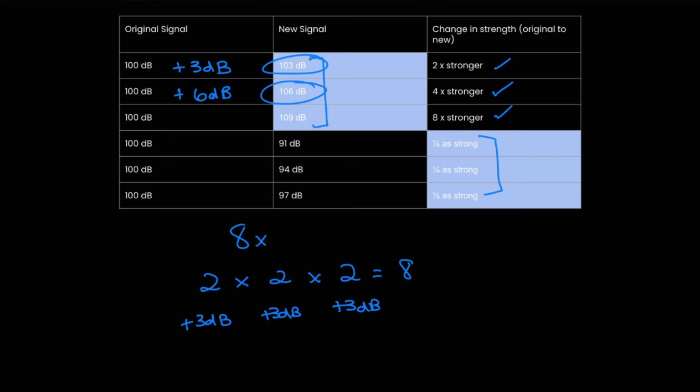So accounting for each of those increases, we take 3 decibels plus 3 decibels plus 3 decibels, and we see that to create a wave that is 8 times stronger, we will need to increase it by 9 decibels. Add that 9 decibels to our original signal, and we can calculate 109 as our new signal.